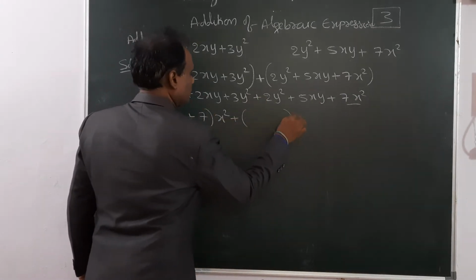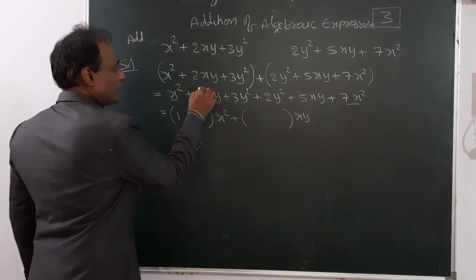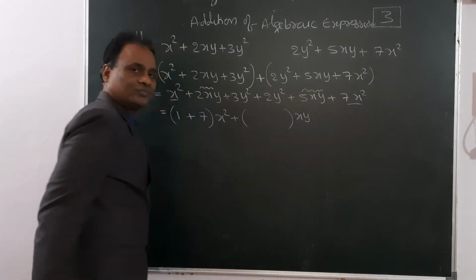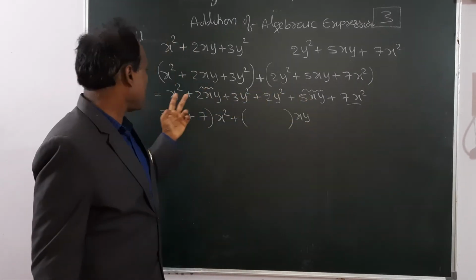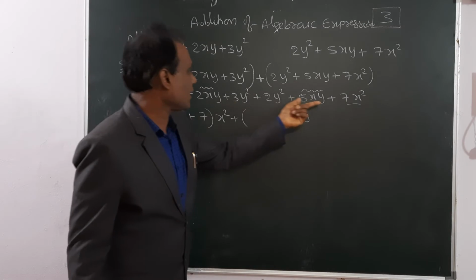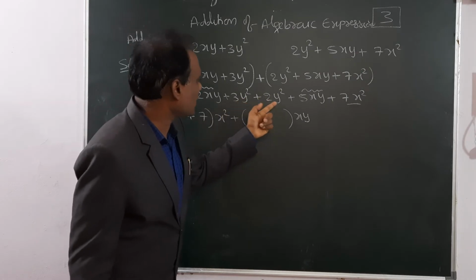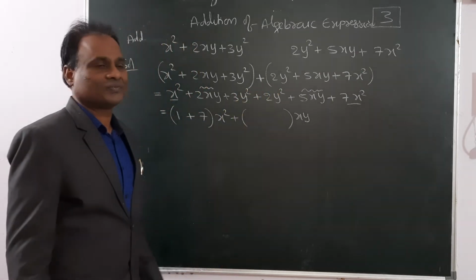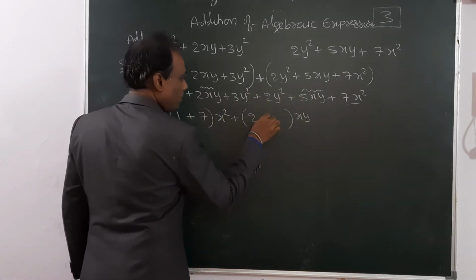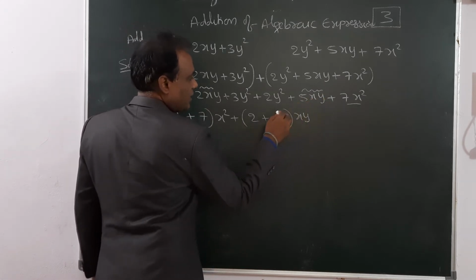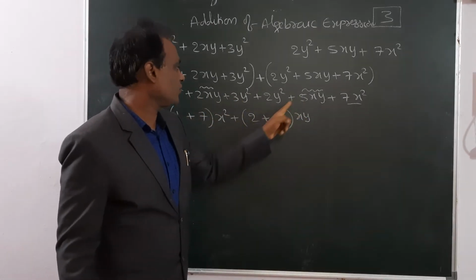Next, the xy terms. These are the xy terms. We can add only xy terms. Apples are added with apples, mangoes with mangoes. Similarly, if it is banana, it should be added with banana, because they are similar terms, like terms. So okay, xy common. xy common means what will remain? 2 plus, and here also xy common. What will remain? 5. So xy common, this is 2 plus 5.